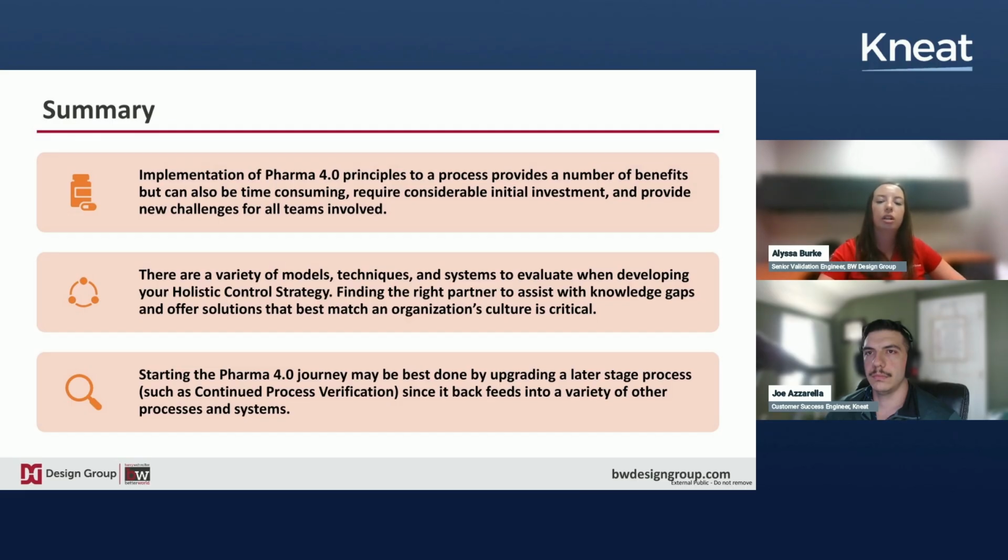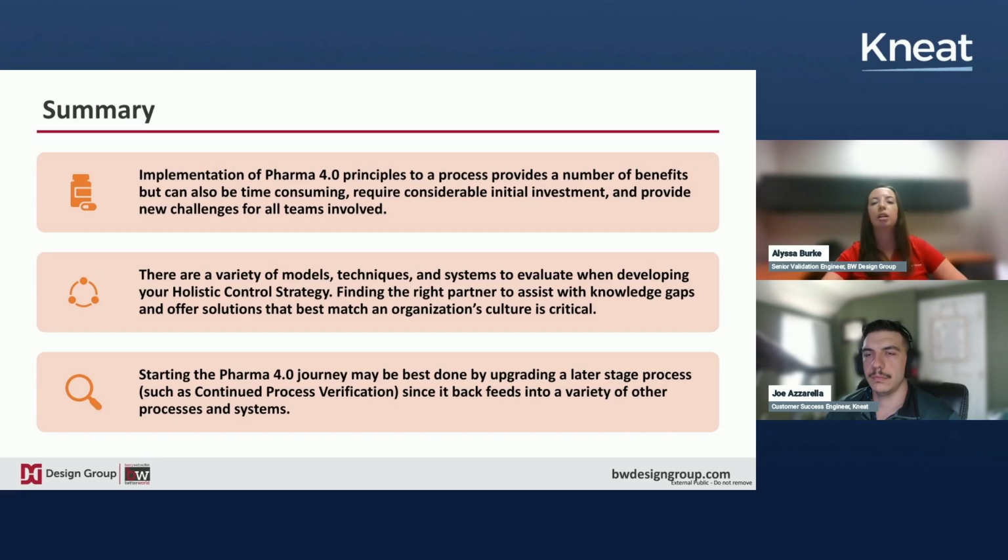So in conclusion, implementing Pharma 4.0 principles, especially machine learning models, can provide a number of benefits to a process, but it can be quite challenging and time consuming, and it poses a lot of new challenges for our teams involved. There are a variety of models, techniques, and systems that can be used when you're trying to create this holistic control strategy. And it's really important to find the right partner to assist with the knowledge gaps so that you can identify the best solutions for your specific organization's culture.